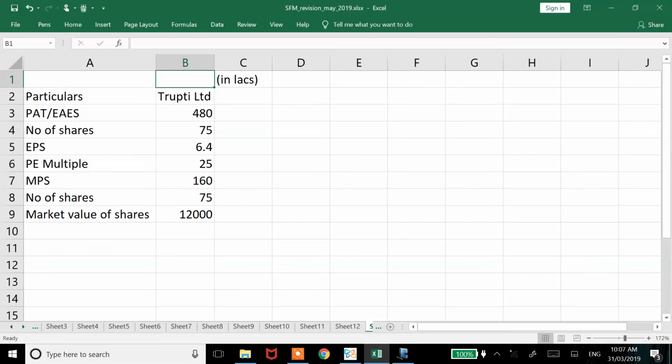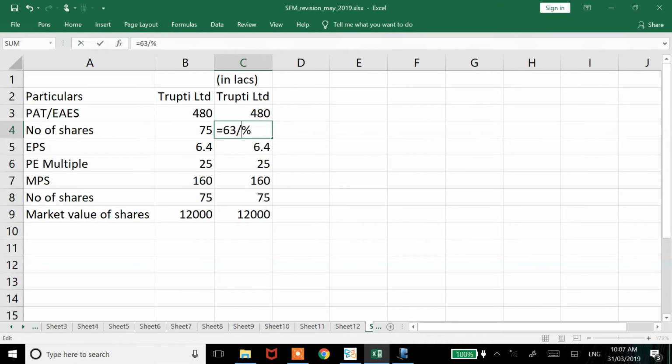Now this is the same table, I write it again. After this, what will happen is this will become 63 divided by 75%.